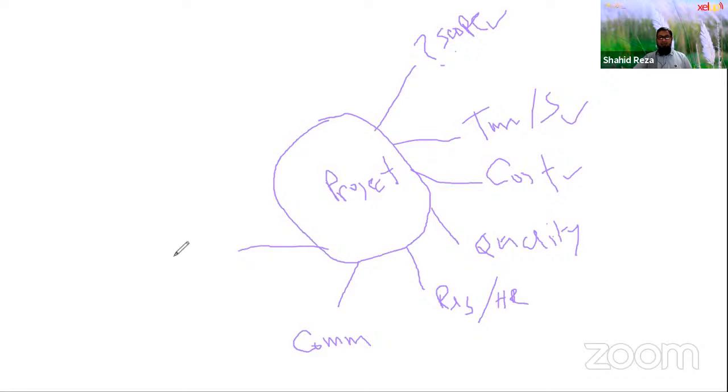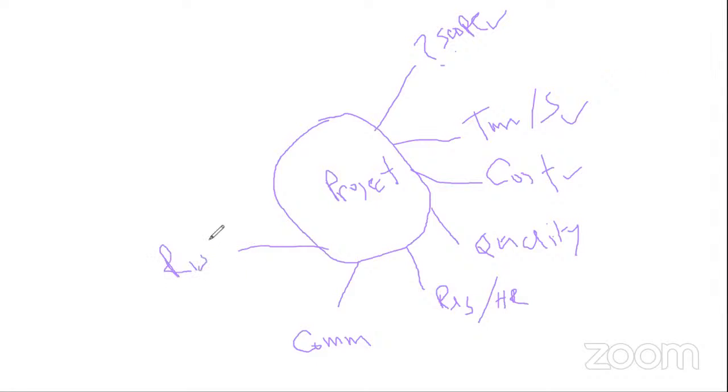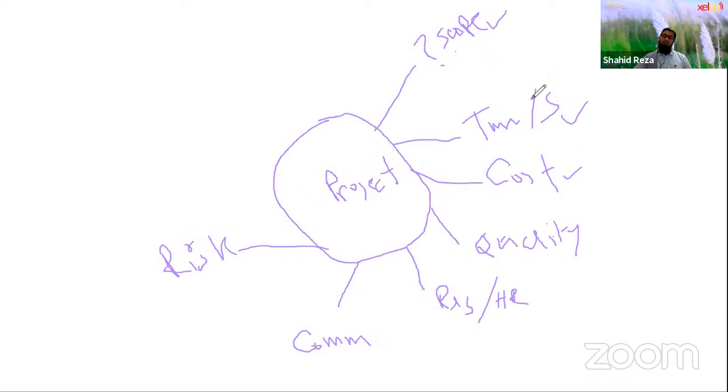Then what are the risks? The plan we made, if it doesn't happen, if wrong things happen, if any risk comes, then how will we manage that? So that's why risk is also a very important component to make a project successful. So communication, then risks.